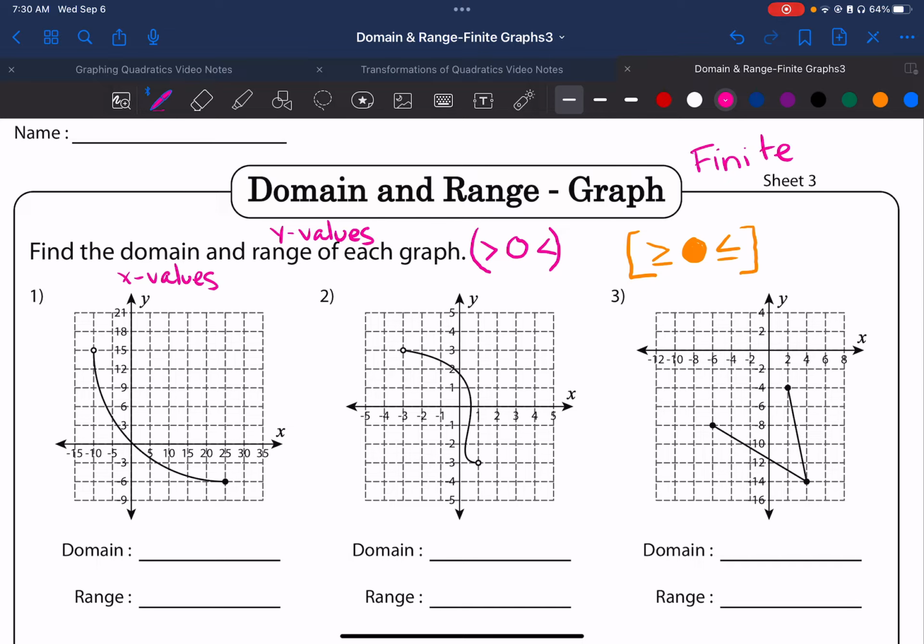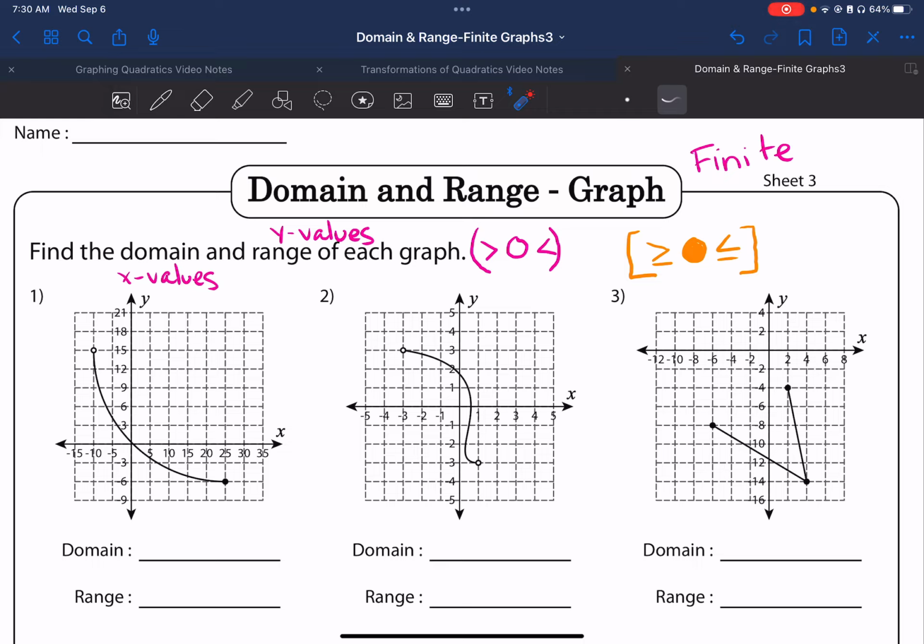Since we're going to look at the domain first for these three problems, we're going to read that by looking at the graph from left to the right, because we always want to list domain and range from least to greatest. When we're reading the x-axis, we're reading the smallest numbers on the left first and going to the larger numbers on the right. So in problem 1, we want to look at what x value is the lowest value, or the farthest to the left.